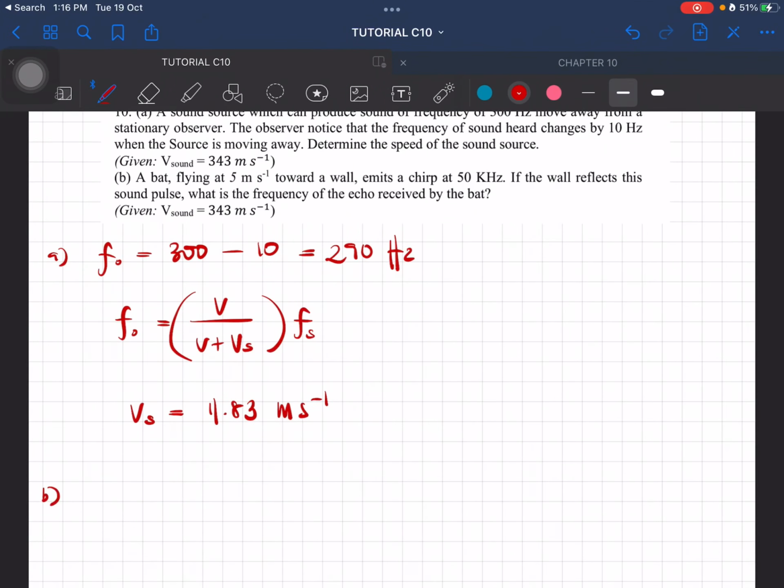Okay, and then question B, this one. A bat flying at 5 meter per second towards a wall emits a chirp at 50 kilohertz. So if the wall reflects this sound pulse, what is the frequency of the echo received by the bat?